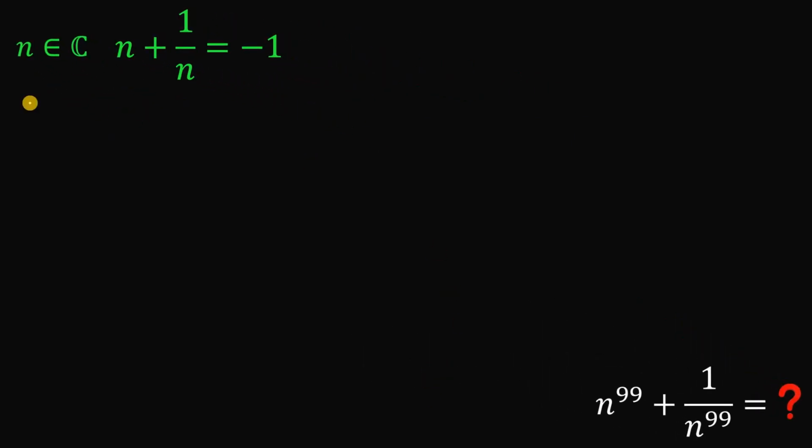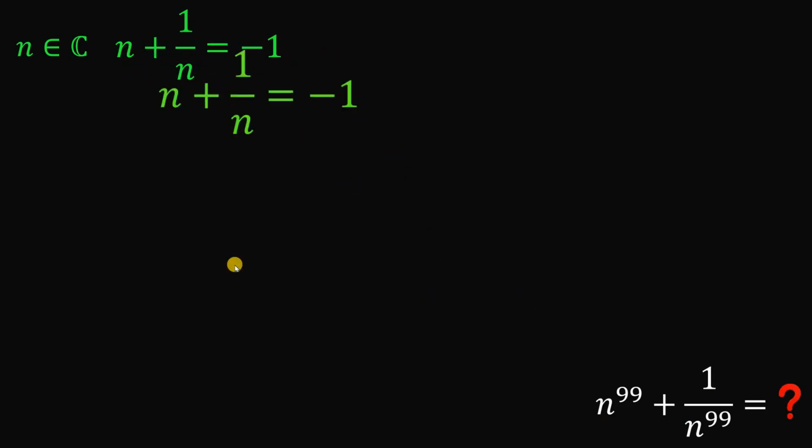Alright, so from here, we know that n is a complex number that satisfies this equation n plus 1 over n equals negative 1. Then the main goal is to evaluate n raised to 99 plus 1 over n raised to 99. Alright, now let's answer this question.